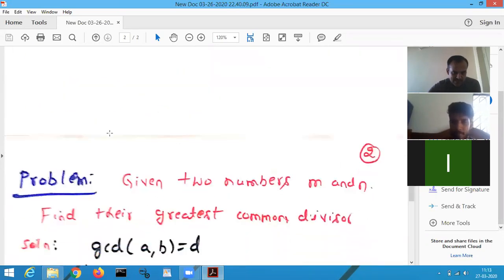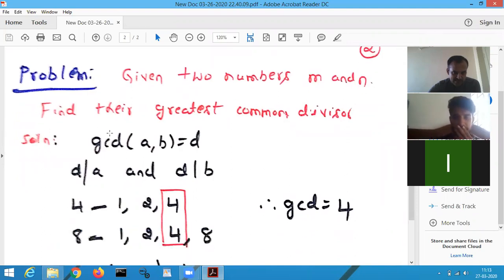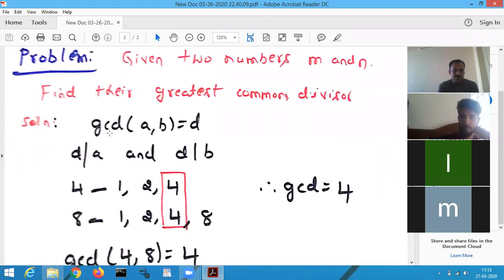See, for that, let us take one simple example. The problem is to find the GCD of two numbers. Let us take two numbers m and n, find their greatest common divisor. All of you know the definition of GCD, that is the greatest common divisor. GCD of a comma b equal to d, where d is some positive integer. d should divide a as well as d should divide what? b.